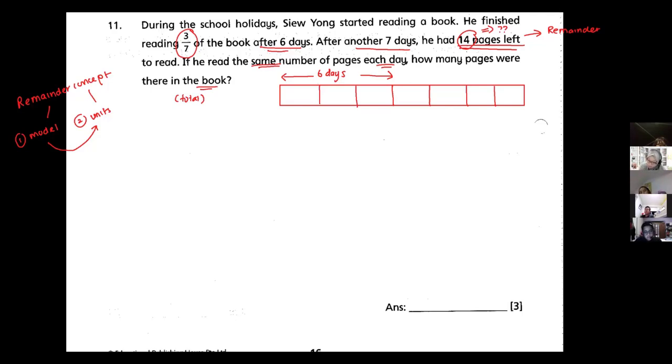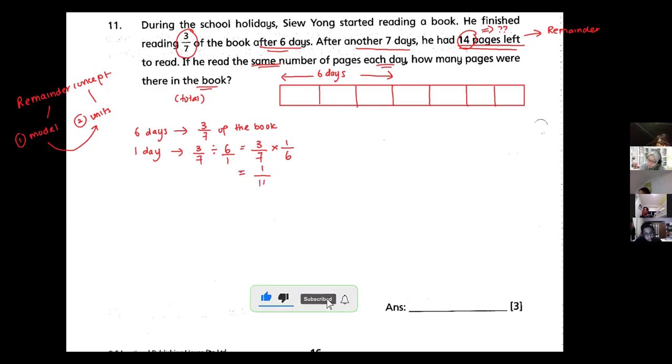So we know that 6 days is 3/7 of the book. Okay, so I want to know 1 day first. 1 day is 3/7 divided by 6 because I want to find 1 day. And that will give me 3/7 times 1/6, which equals 1/14. Okay, so 1 day he read 1/14 of the book.